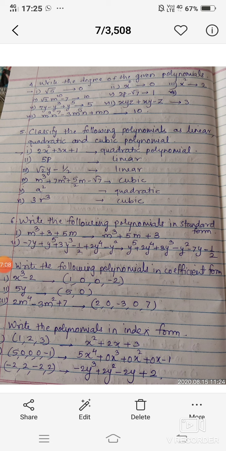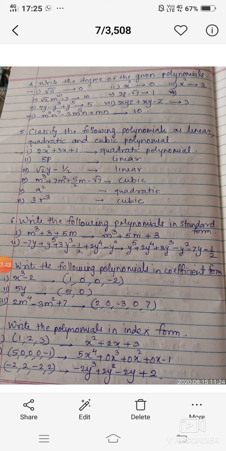Now we have to write the following polynomials in standard form. Standard form means we have to write the terms in descending order of their powers. So m cube plus 3 plus 5m, we say it is m cube plus 5m plus 3. And in the next example, the highest power is 5, so we write y raised to 5 plus 2y to the 4 plus 3y cube minus y square minus 7y minus 1 upon 2. It means we have to write the powers of variables in decreasing order.